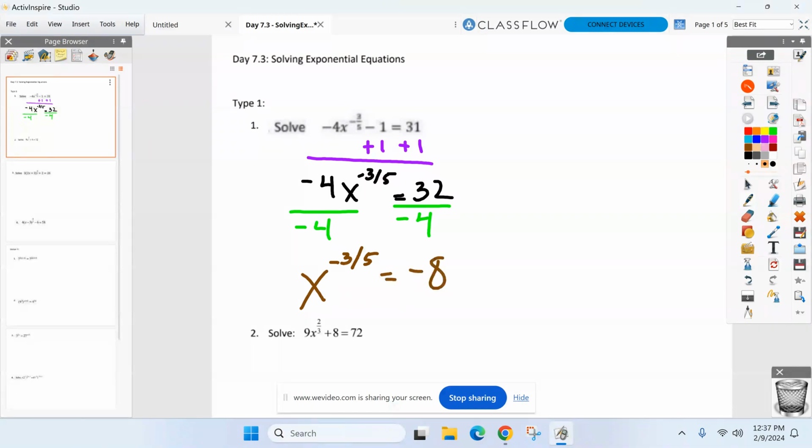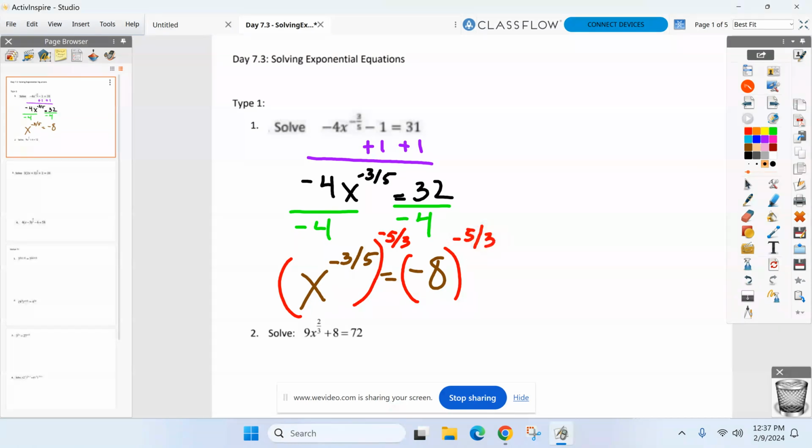Now the question is, how do I get rid of the exponent? Anybody dig deep from last year on how we got rid of the exponent? Multiply, or I should say, raise it to its reciprocal. So negative 3/5, we're going to raise to the negative 5/3. Now notice I just said the word reciprocal. We do not change the sign. It's just the reciprocal. And then I do the same thing over here.